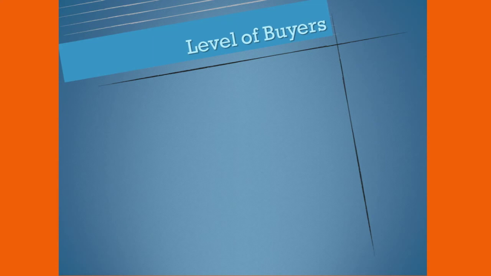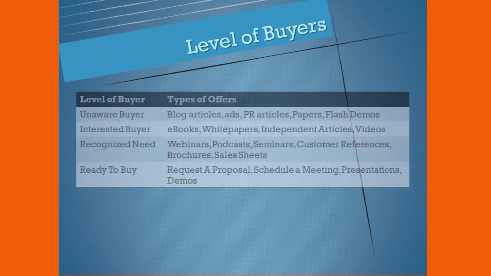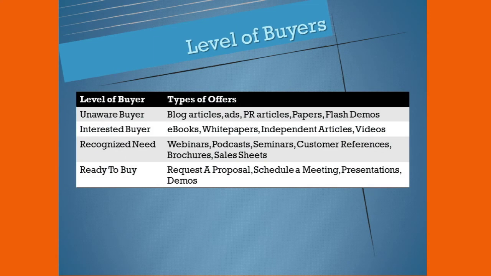All right, there's all sorts of different levels of buyers. When they come to you, sometimes they're unaware of exactly why they're there. Maybe they were just following a blog article, or they saw a PR piece about you and they clicked on it and that brought them to the site. There's interested buyers, the people looking at ebooks or a white paper. They're going to download those and consume those. They'll learn a little bit more about it.